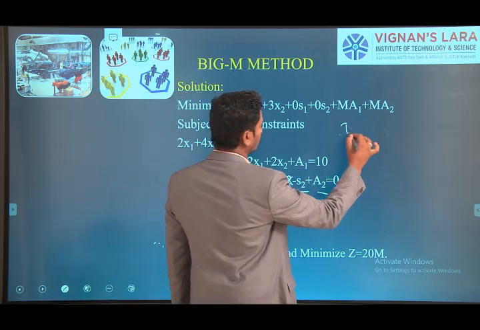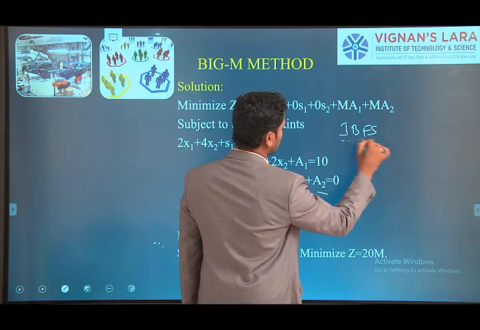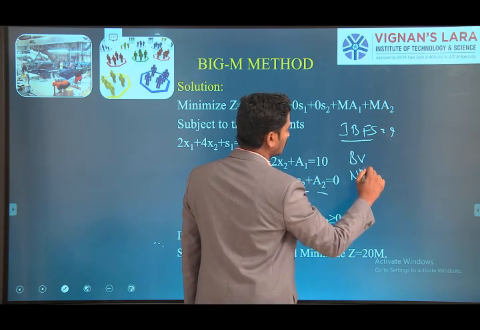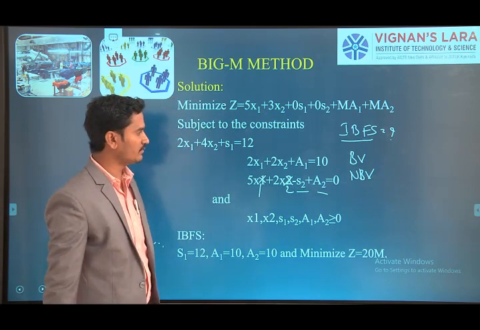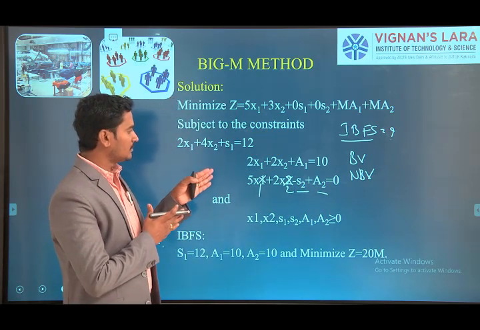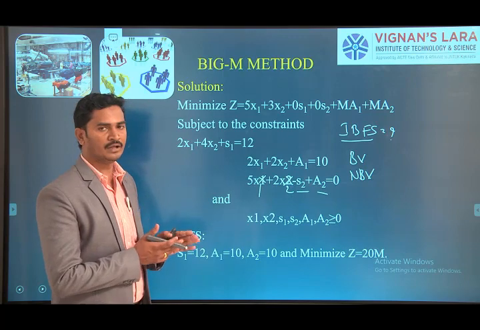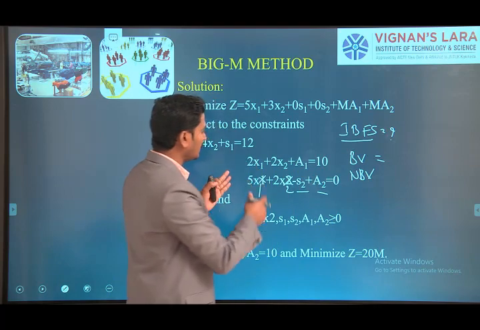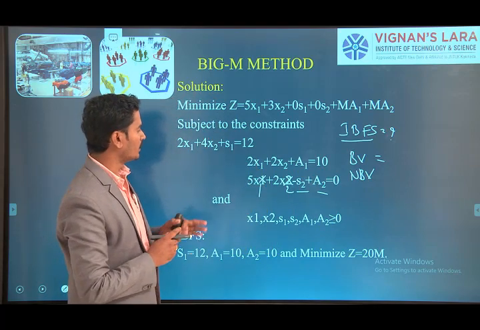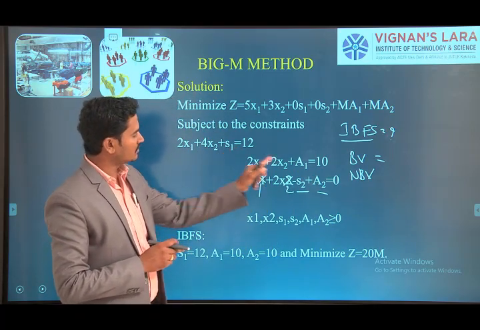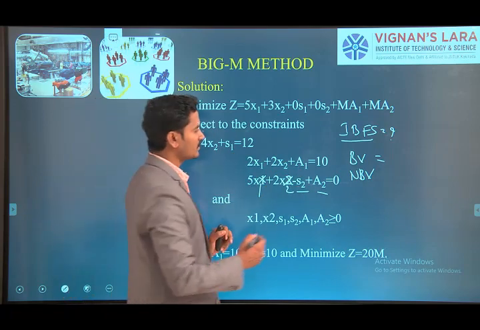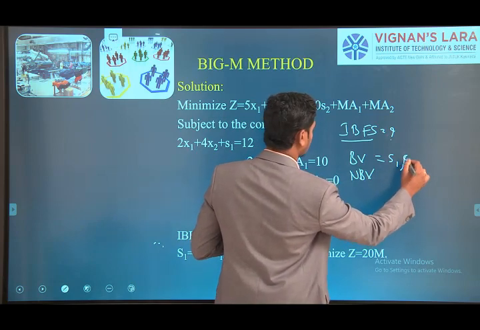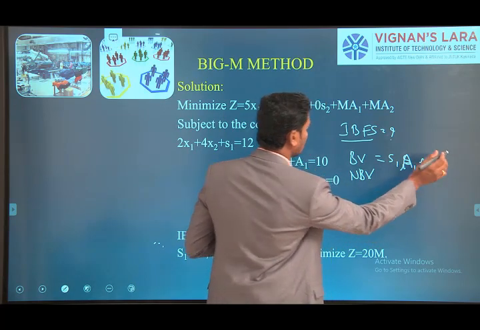Here we have one rule. First, we have to identify the basic variables. Then we have to identify the non-basic variables. What is the rule of a basic variable? Near the equal sign, on the left hand side, we have one variable. That variable is called a basic variable. Here in these three constraints, we have three variables: near the equality S1, A1, A2. Those three are called basic variables.